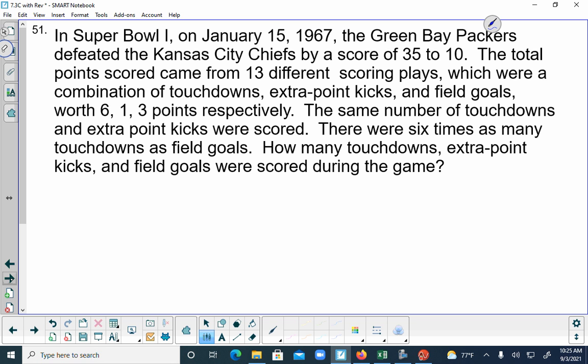Word problem. So this one's saying in Super Bowl I on January 15th, 1967, the Green Bay Packers defeated the Kansas City Chiefs by a score of 35-10. Now, guys, stop. I know you're going to try and figure this out mentally. That's not going to do you any good. You have to show me the work. The total points scored came from 13 different scoring plays, which were a combination of touchdowns, extra points, and field goals worth 6, 1, and 3 points, respectively. The same number of touchdowns and extra points were scored. There were 6 times as many touchdowns as field goals. How many touchdowns, extra points, and field goals were there during the game?